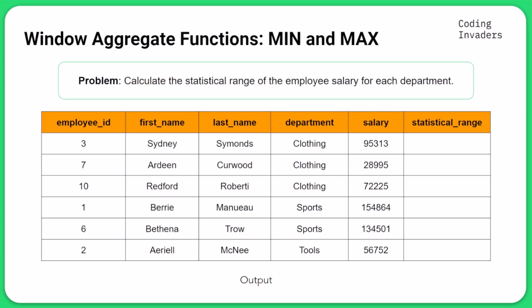Now we want to find this across all the departments. For example, for the clothing department, maximum minus minimum: maximum is 95,313 and minimum is 28,995. The difference between the two is 66,618. So for each row, I want to get this value. Similarly for sports, because we have only two rows, it will be whichever is higher minus the lesser one. And for tools, because min and max would be the same as we have only one row, we get a zero value. Now let's again write this code on Metabase and see.